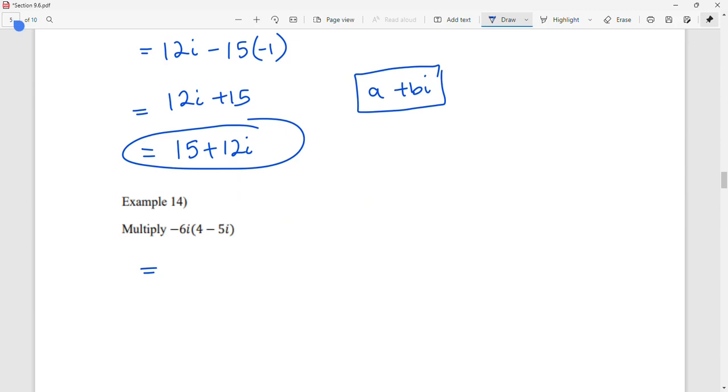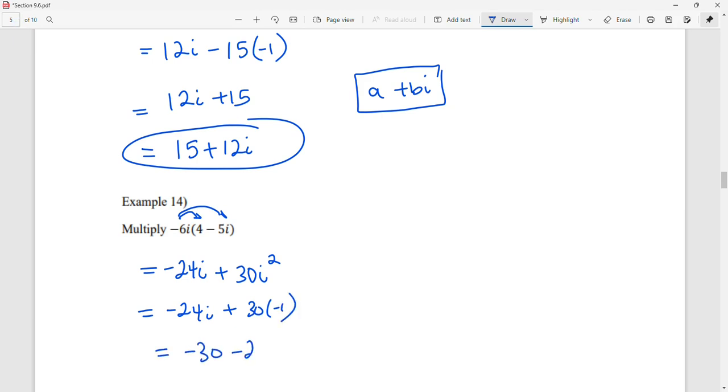In example 14, we'll distribute again. Negative 6i times 4 is negative 24i. Negative 6i times negative 5i is a positive 30i squared. And so i squared again is negative 1. We'll replace that with a negative 1. And so this is negative 30 minus 24i.